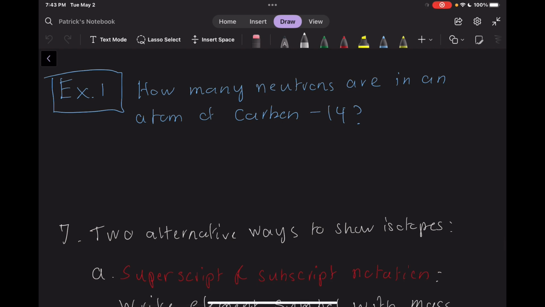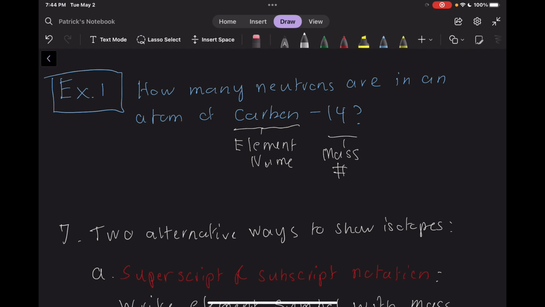Let's immediately jump into an example problem to apply this concept. How many neutrons are there in an atom of carbon-14? We've just established that the nomenclature for isotopes involves appending the mass number after the element name with a hyphen in between. In this example, carbon is the element name. So 14 must be the mass number.